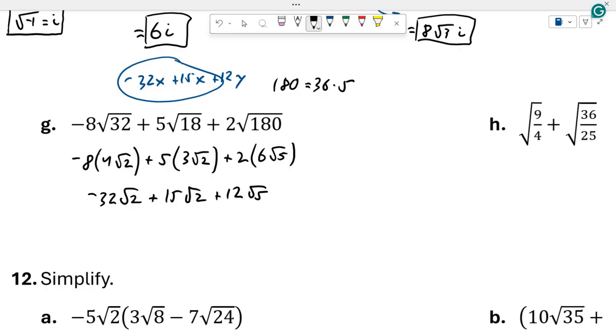So -32 root 2 plus 15 root 2, just add your coefficients. So I've got -32 plus 15. If you want to do that on calculator, feel free. You get -17 root 2, just like we would have gotten negative 17x if we were talking about x. Now, root 5 is not root 2. Those are two different numbers, okay? So I can't combine those. So the 12, it's almost like 12y, okay? But I have 12 root 5, and then that is as simple as I can make that expression. So negative 17 root 2 plus 12 root 5.